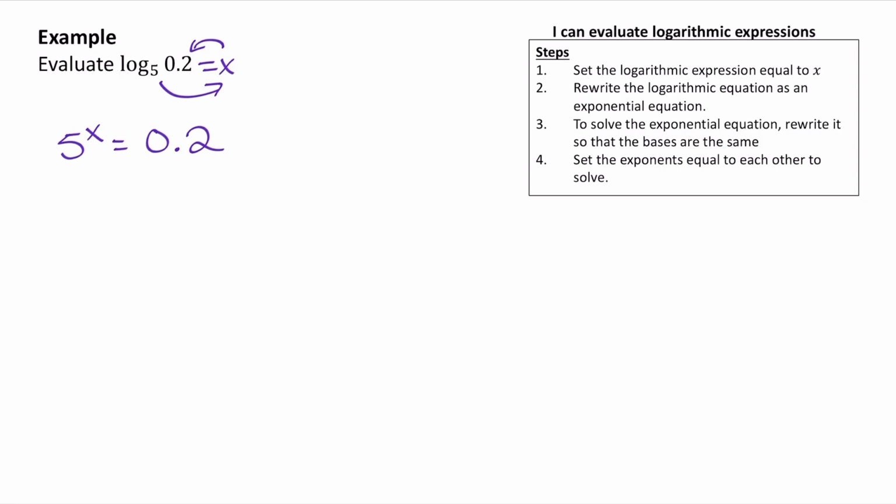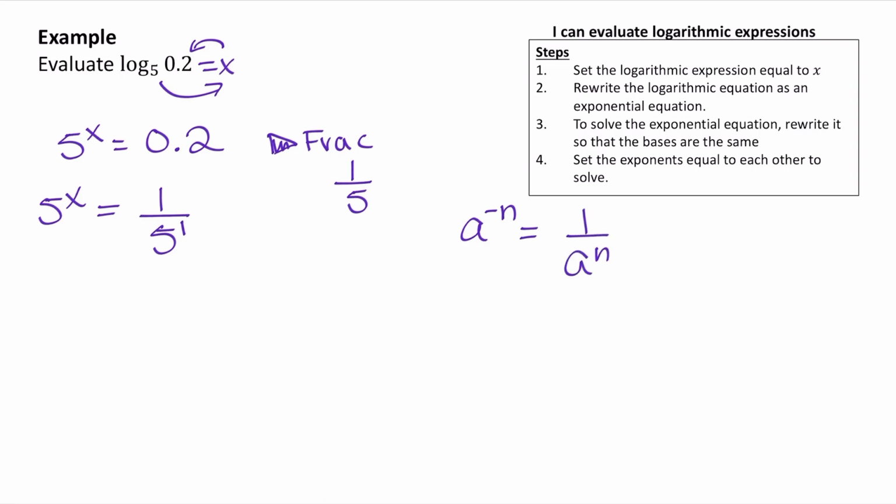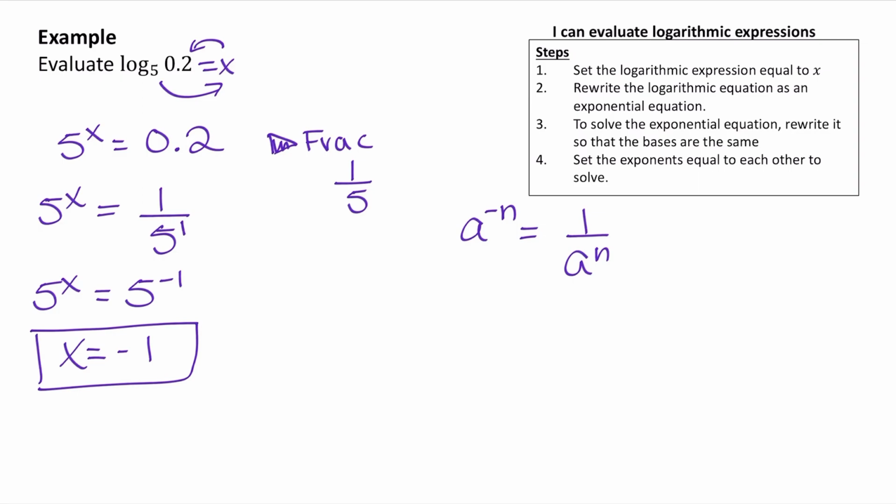You can convert the 0.2 to a fraction. Remember, you can use the arrow to fraction button on your calculator. If you do that, it'll tell you that 0.2 is equal to 1/5. So I can rewrite this as 5 to the x equals 1/5. That's basically 1/5 to the 1. And remember, we have that reciprocal property: if we have a to the negative n, that equals 1/a to the n. So I can rewrite this as 5 to the x equals 5 to the negative 1. Now I have the same base, so I can set the exponents equal to each other. So x equals -1. That's how you would solve this problem.